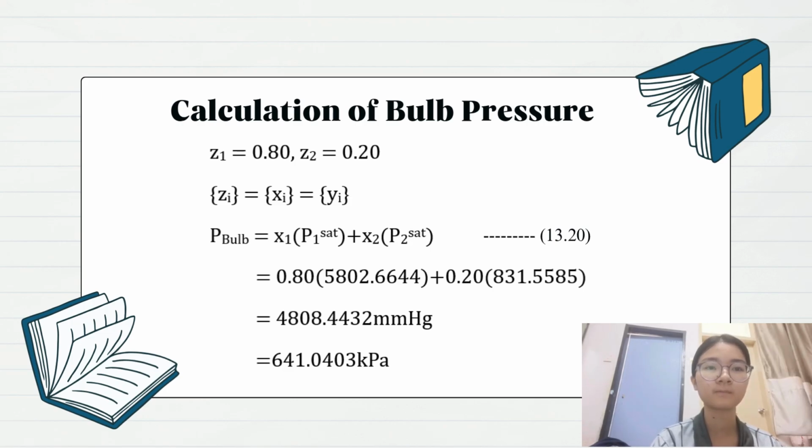To calculate the bubble point pressure, we first assume that the compositions X and Y are equal to the initial composition, which is Z1 equals 0.8 and Z2 equals 0.2. The bubble point pressure is calculated using the equation from Introduction to Chemical Engineering Thermodynamics, 8th edition. The equation is 13.20. And the bubble point pressure is 641.0403.